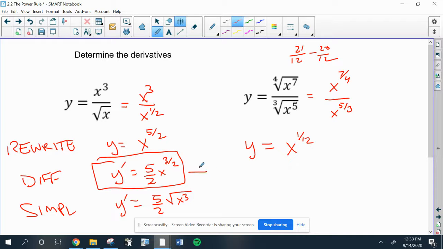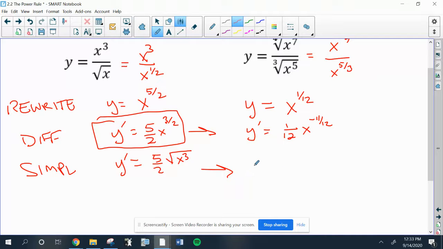So the derivative is 1/12 x to the negative 11/12. This one does require simplification because we have a negative exponent. So this is 1 over 12x to the positive 11/12.